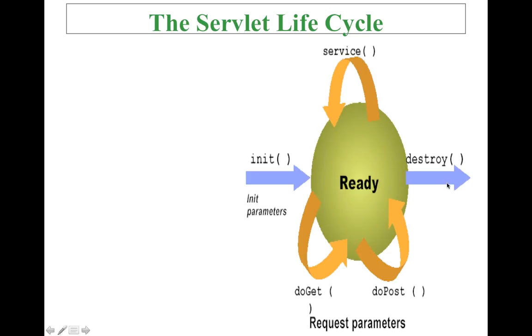Init, service, and destroy. Init initializes all the initial parameters, if there are any, from the web.xml. Service is where it executes the service, that means it executes the request. Destroy is where the object gets destroyed. That means if you have used an HTTP servlet, in the HTTP servlet code, it extended the generic servlet and has overridden it in such a way that if the request that came in is a get request, invoke doGet.